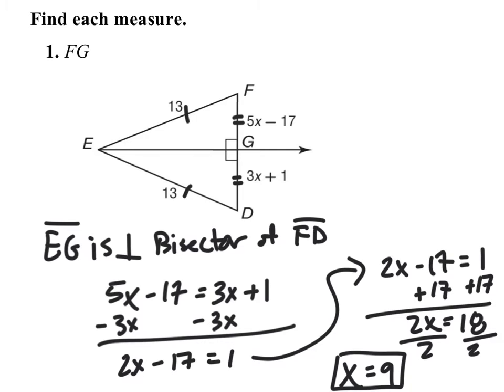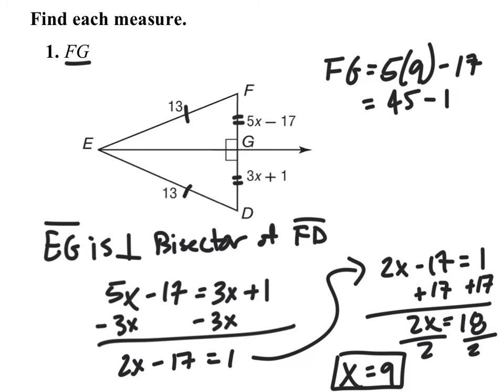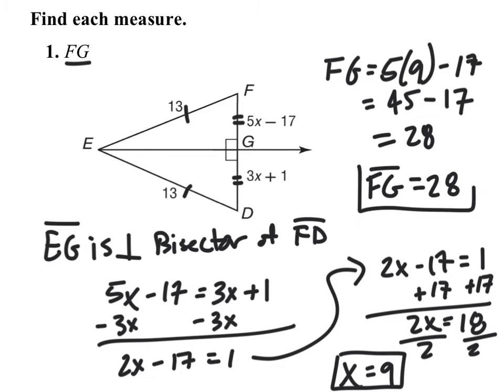So if x is equal to 9, then I can find the measure of FG. FG is equal to 5 times 9, minus 17. You can plug it into either FG or GD because they're congruent, but we'll just keep it like we've got. So I'm going to do 45 minus 17. We end up getting that FG is a value of 28. So I'm going to write that up here: FG is equal to 28 units. So that's my answer.